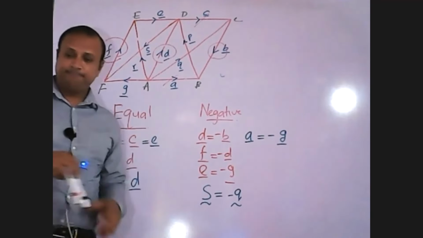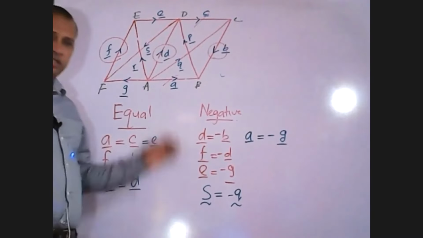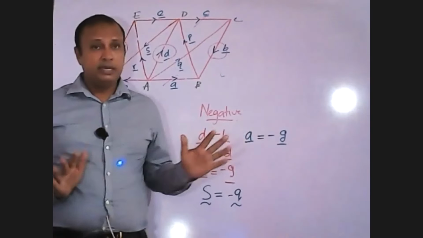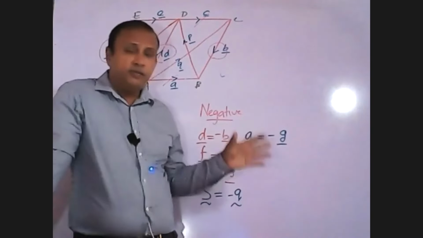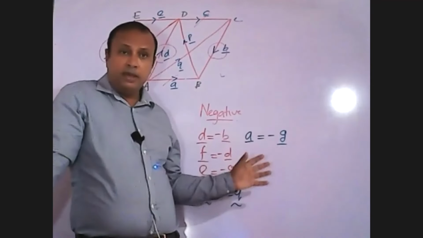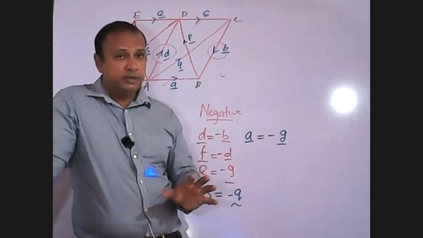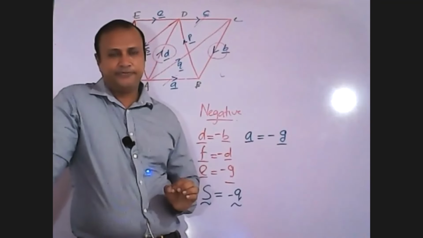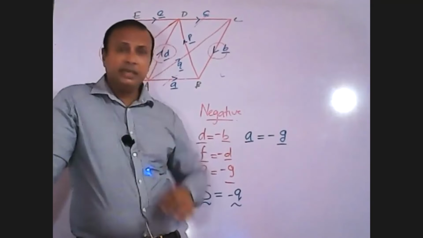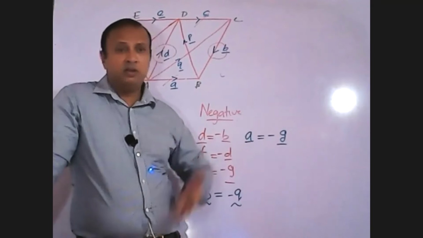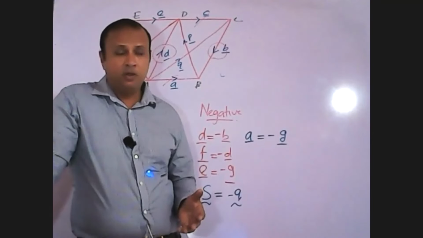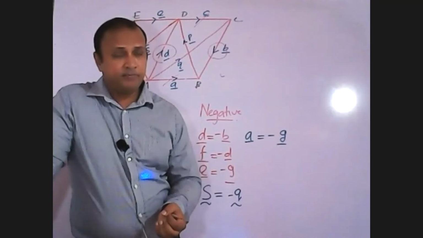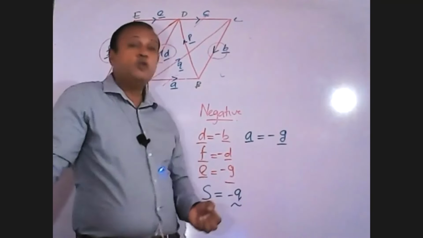Do you understand? The first thing you should do: don't compare non-parallel vectors. If you want to find an equal vector or a negative vector, both should be parallel to each other. Both negative vectors and equal vectors are parallel to each other. Therefore, if you want to find a negative vector or equal vector, you have to compare two parallel lines.